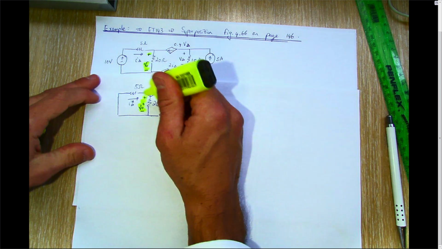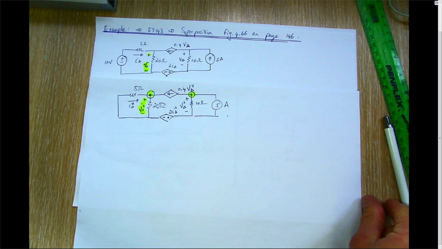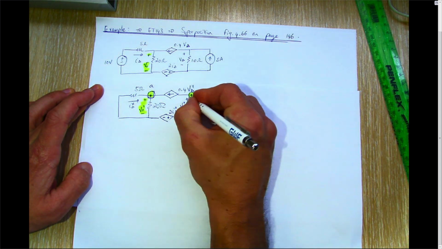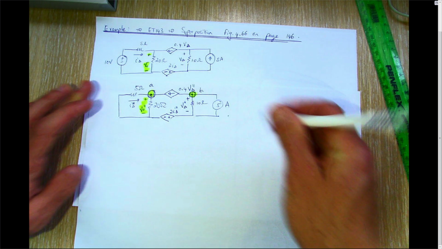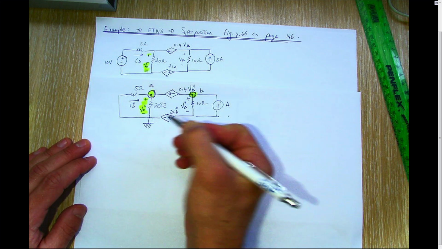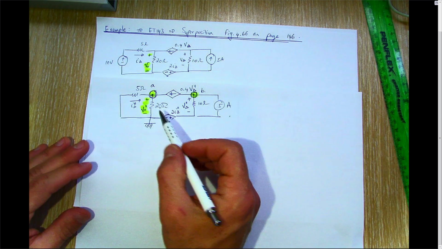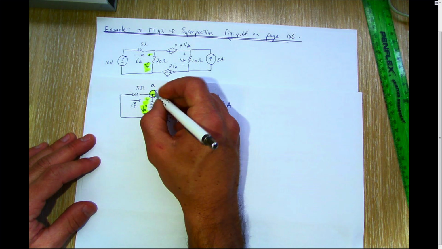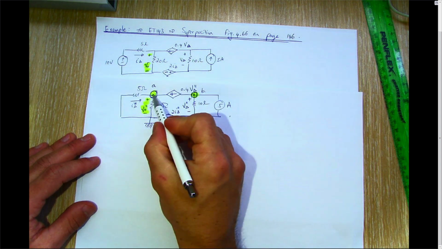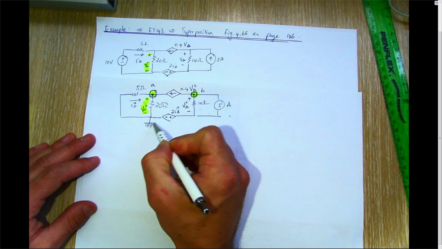So this node there, I'm going to denote it as node A and node B over here, so A and B, and I'm going to select my reference node as this node over here. Okay, so what's the next step that you should do? Well, you should now make sure that your node voltages are referenced properly with respect to your reference node, which is this node over here.